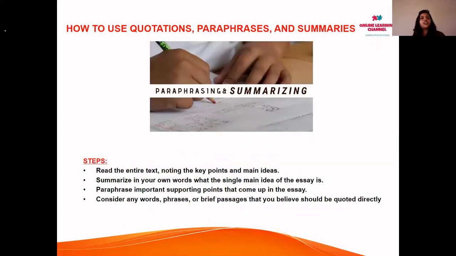How to use quotations, paraphrases, and summaries? There are a few steps that you need to consider. Read the entire text, noting the key points and main ideas. Summarize in your own words what the single main idea in the essay or text is. Paraphrase important supporting points that come up in your essay or your text. Consider any words, phrases, or brief passages that you believe should be quoted directly from your text or your essay.